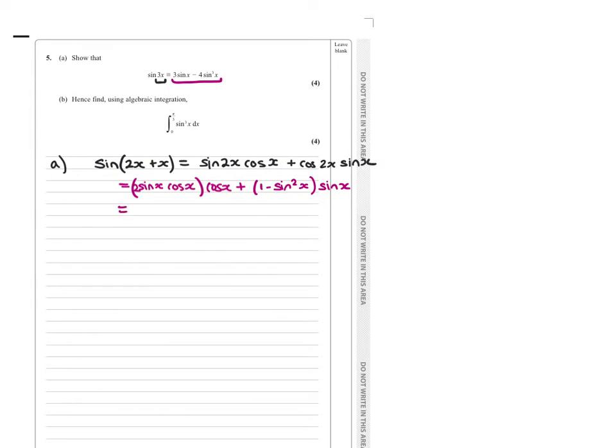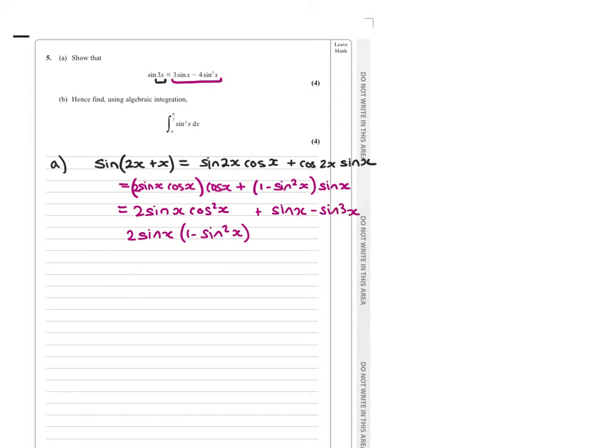So I'm going to get 2 sine x cos x times cos x, which is actually 2 sine x cos squared x. Now I know something about cos squared. I know that if we add sine squared to it, we get 1. So cos squared can be rearranged, and I could rewrite that as 2 sine x, and instead of writing cos squared, I know this is 1 minus sine squared x. Okay? Then I've got plus, and I'm going to multiply this out. 1 times sine x is sine x, minus sine squared x times, I'm going to get minus sine cubed x.